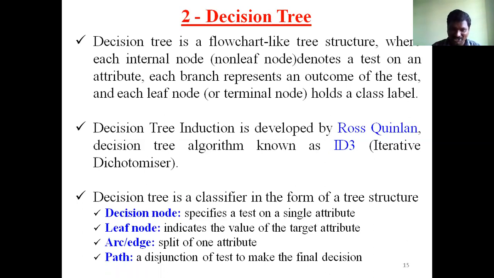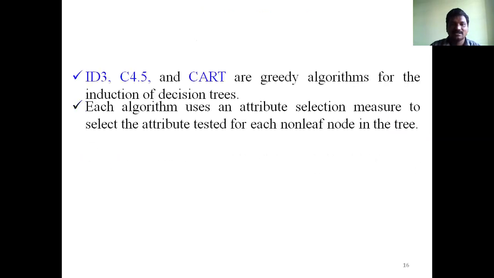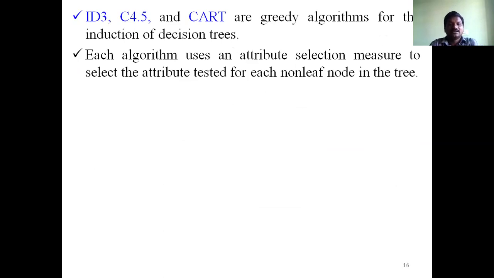The decision tree is classified in the form of a tree structure. It has the decision node, which is called the internal node, a test on a single attribute value. The leaf node indicates the value of the target attribute, and then there is the edge. The edge splits on one attribute, and the path shows the outcome of the test to make the final decision. Some algorithms you use are ID3, Iterative Dichotomiser, C4.5, an advanced version of ID3, and CART. These are all different algorithms for decision tree induction.